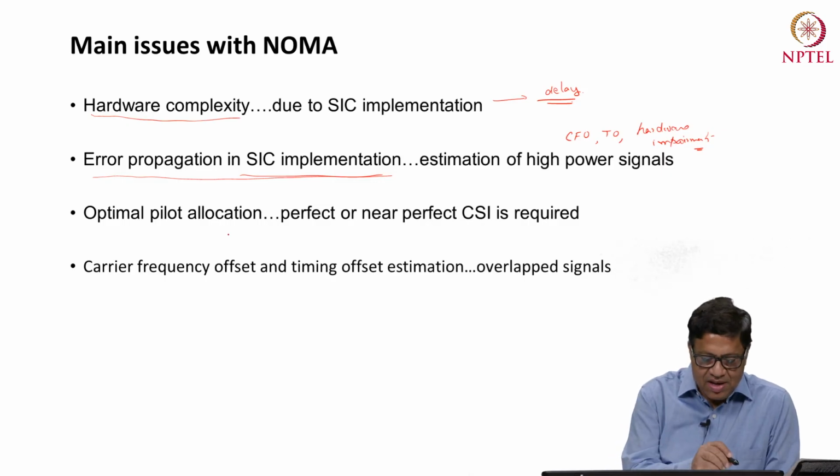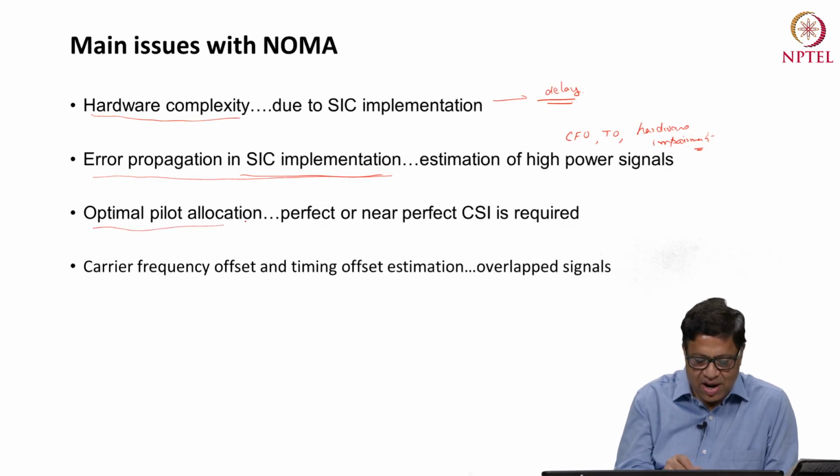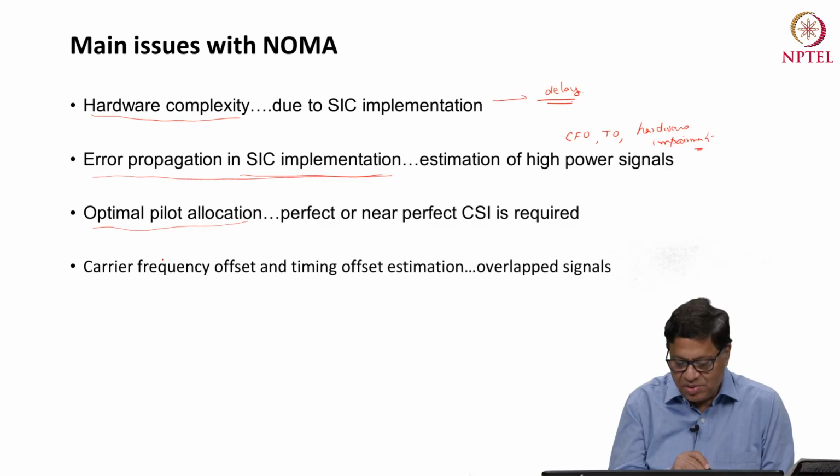And the third thing is you have to have optimal pilot allocation. To get some perfect or near perfect channel state information, you have to allocate some pilot. So that design of pilot, how many symbols are needed, how frequently they are needed. So those are some of the areas which one has to work on.